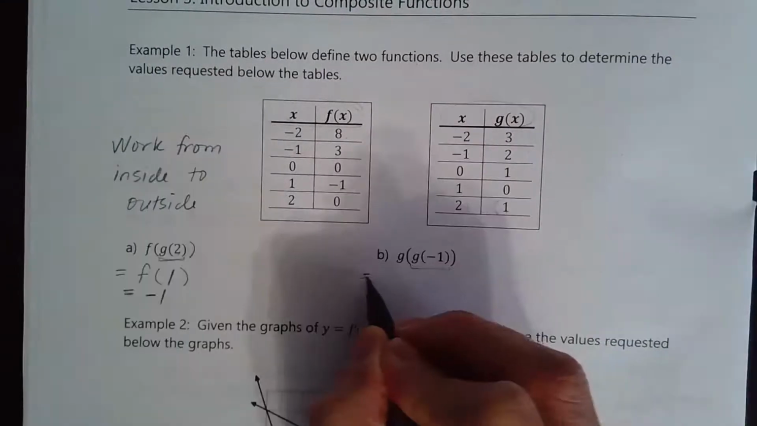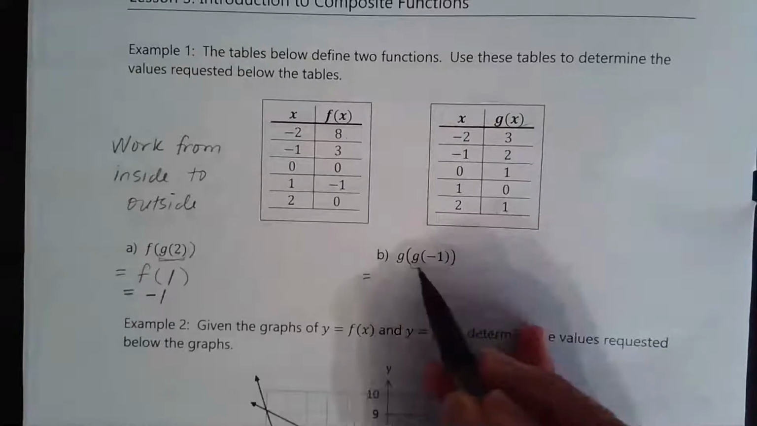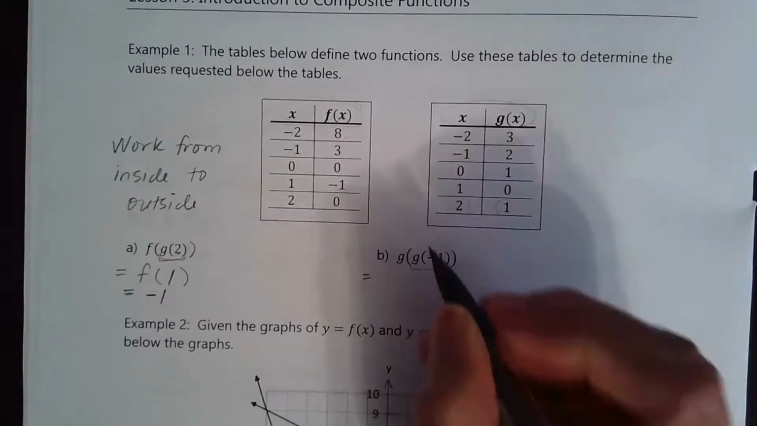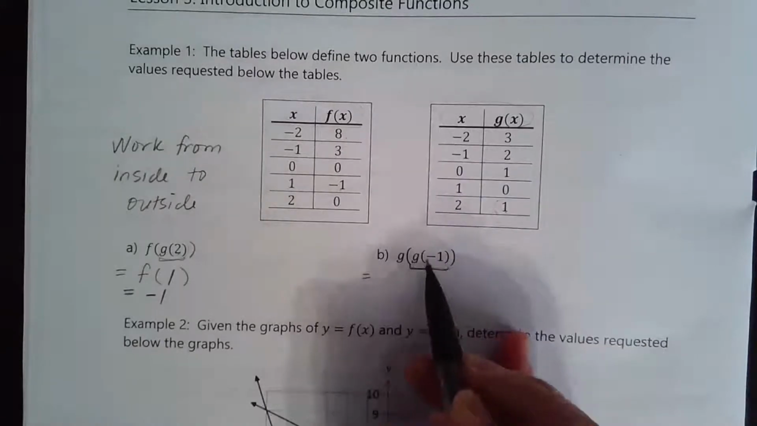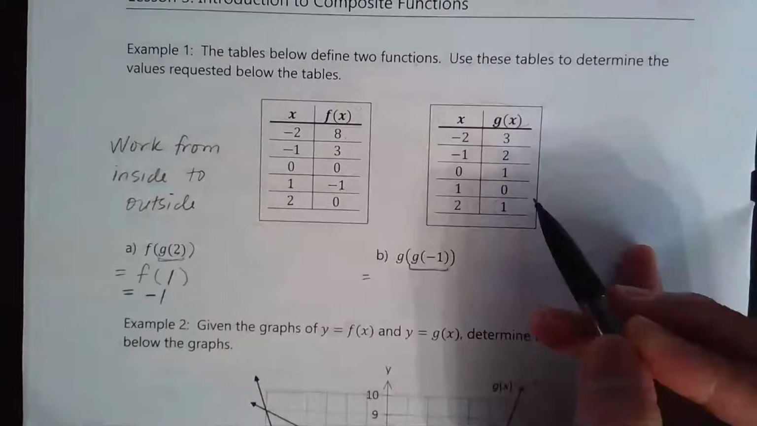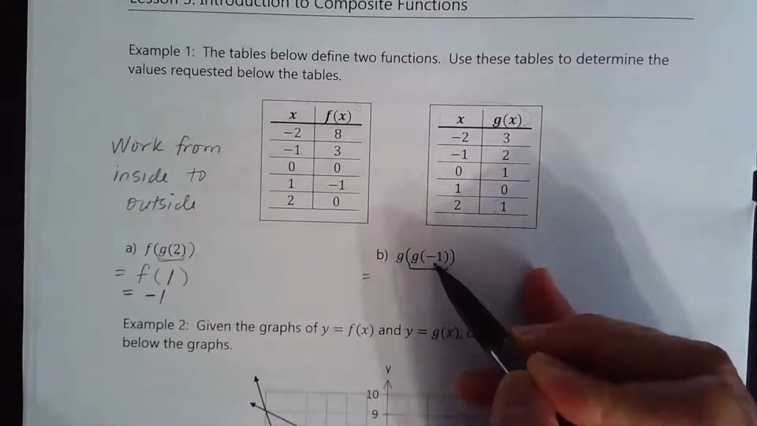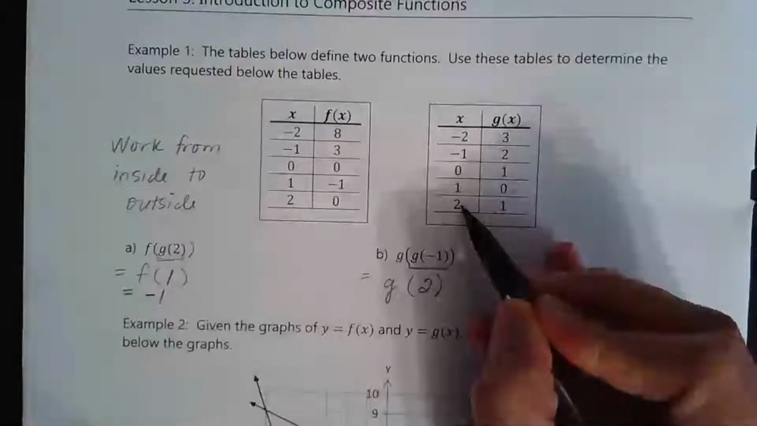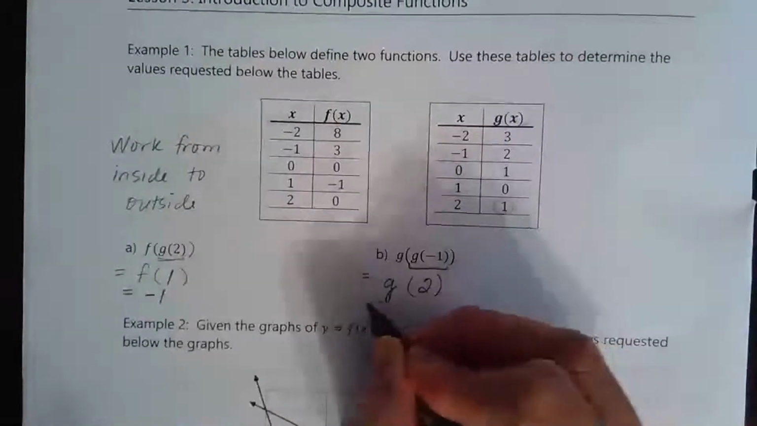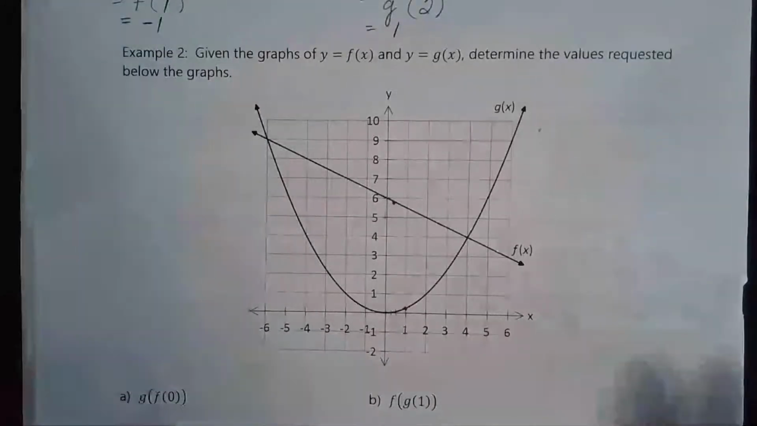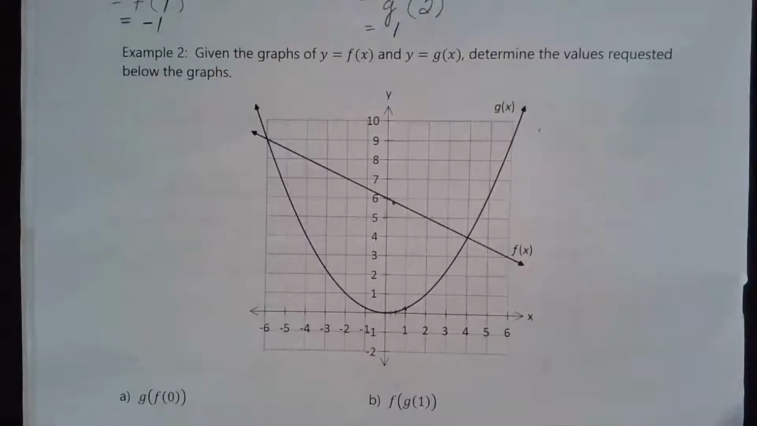So the answer going to this one over here says g of negative 1. Again, we're going to work on the inside first. So g of negative 1. We're going to look at this table of values, g of 2, so the x value. That's how we can determine and evaluate the composite function using the tables.